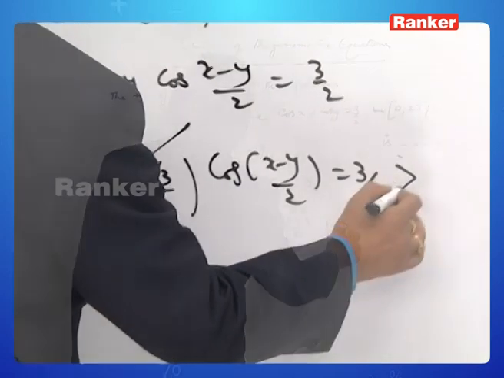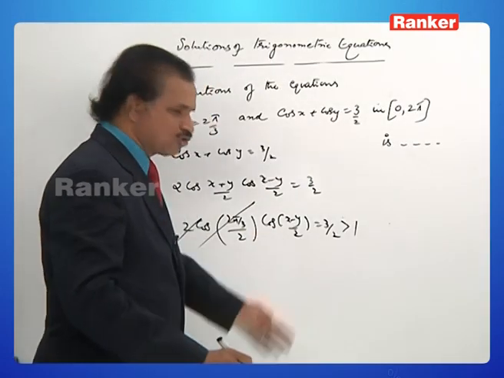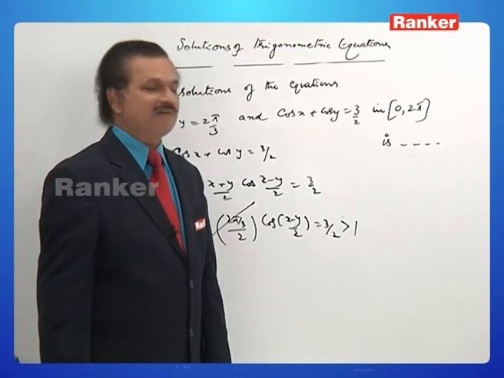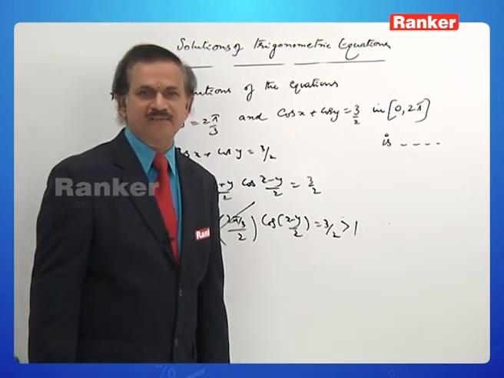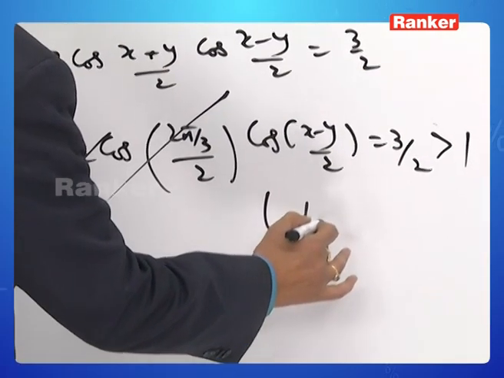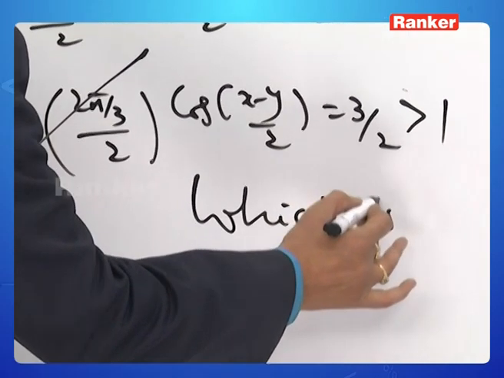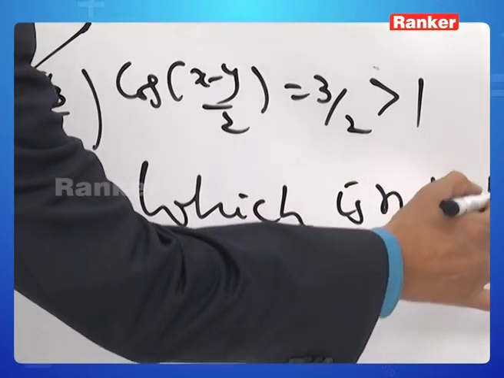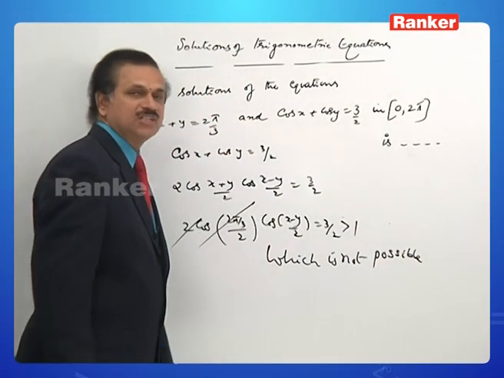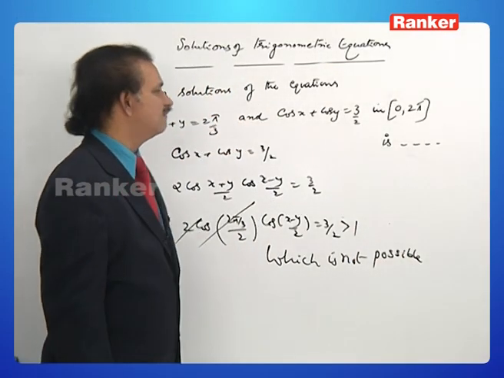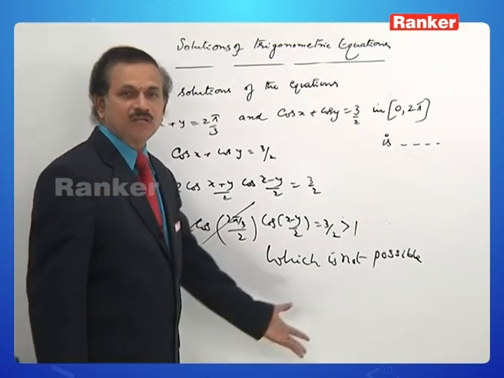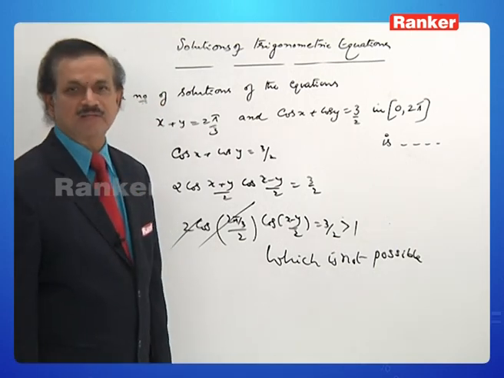And 3 by 2 is greater than 1, which is easy to observe. It's impossible. Can the value of cos (x minus y) by 2 be greater than 1? It can never be, which is not possible. Therefore, how many solutions will exist here? Simply 0. No solution at all for these two equations in common. Therefore, the number of solutions is 0. That's it. That is about the question.